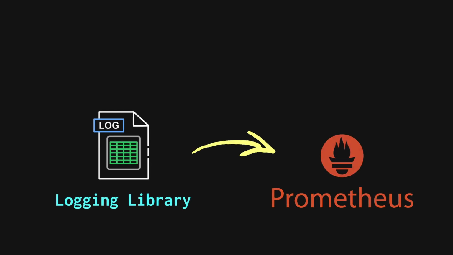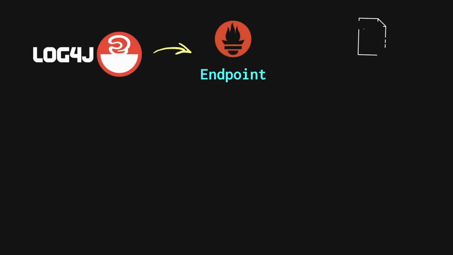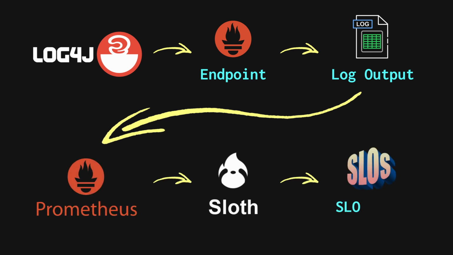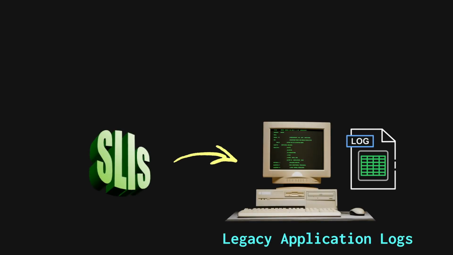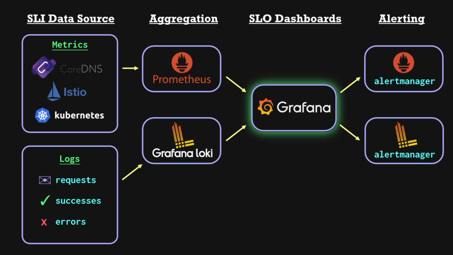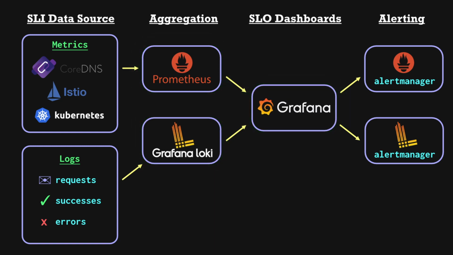One simple workaround is to use a logging library that integrates with Prometheus, like Log4j2. This allows you to specify a Prometheus endpoint as a log output, which will send the logs to Prometheus, enabling Sloth to generate SLO rules. A more popular tool for implementing SLIs with legacy application logs is Loki, which can be thought of like Prometheus for logs. The good news is that Grafana supports both Prometheus and Loki. You can use Grafana to create alerts based on data from both systems, using the Prometheus Alert Manager for metrics-based alerts, and the Loki Alert Manager for log-based alerts.